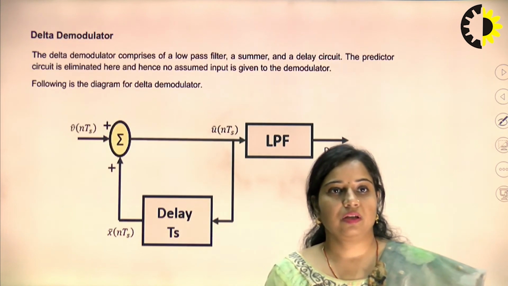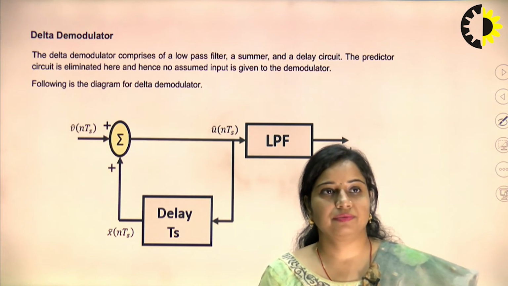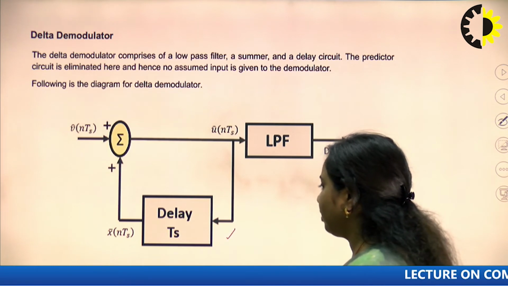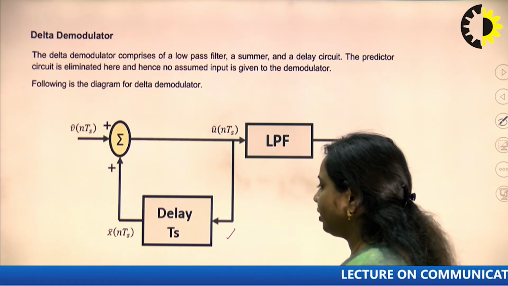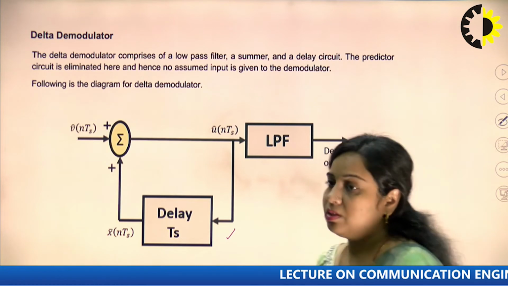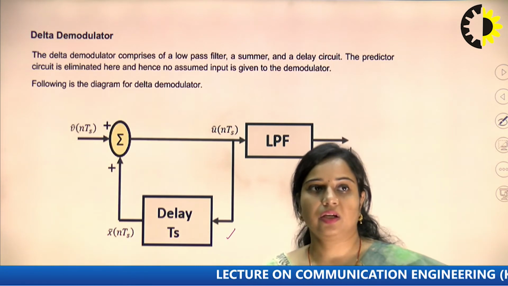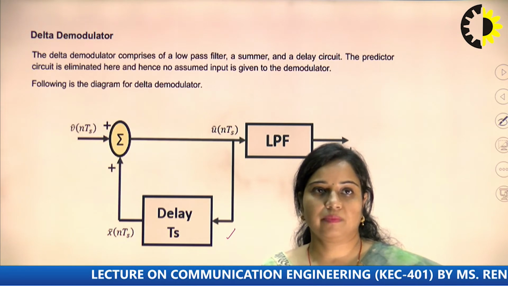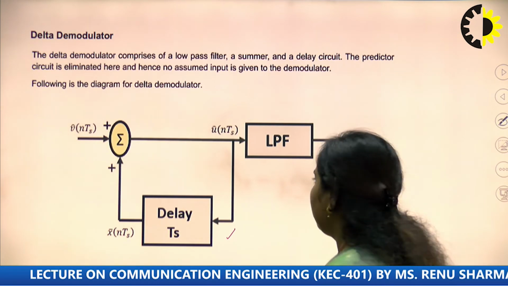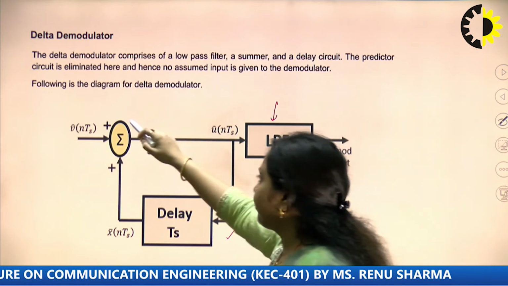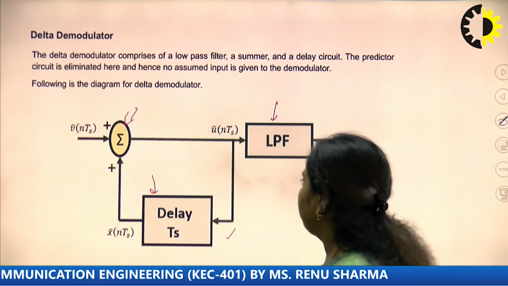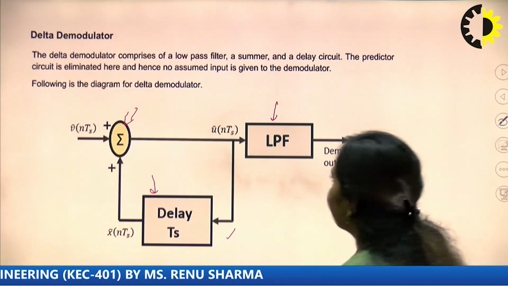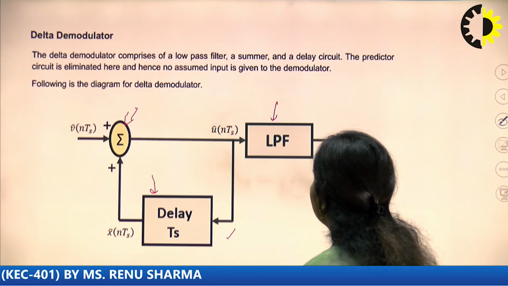Next, this is the receiver part of the delta modulator, where again an accumulator circuit is used in the feedback path, with a delay by Ts, meaning a 1 unit delay. The delta demodulator comprises a low pass filter, a summer and a delay by Ts. The predictor circuit is eliminated here, and hence no assumed input is given to the demodulator.